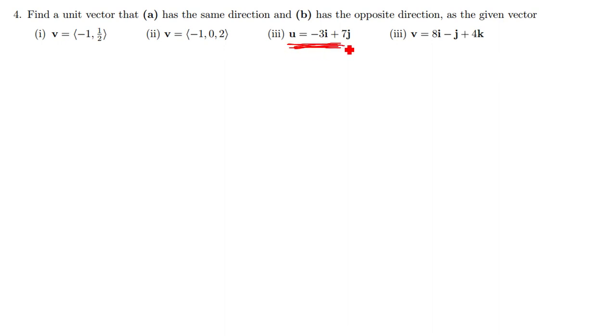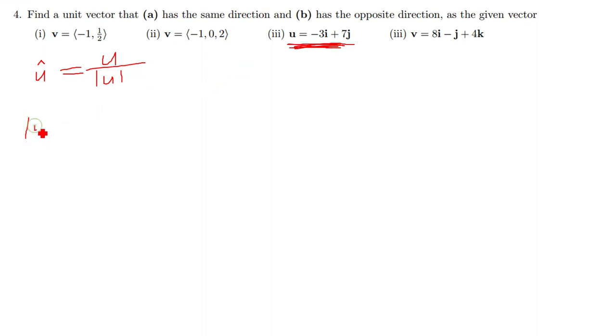So this one, to find the unit vector in the direction of this u. The unit vector of u is represented by u cap, which is just equal to u divided by the magnitude of u. So u divided by the magnitude of u gives you the unit vector in the same direction as u. And then when you add the negative in front, it gives you the unit vector in the opposite direction of u. So let's find the magnitude of u.